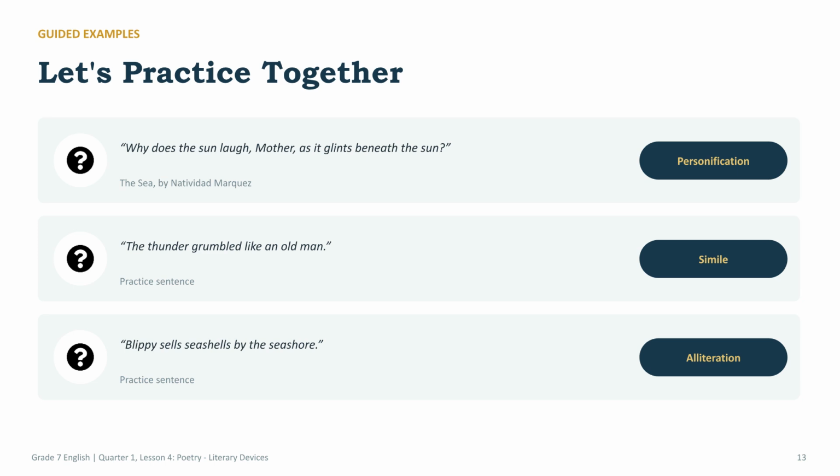Now let's practice together using 3 real lines. I'll read each line, and I want you to guess the literary device before I confirm it. Here's line 1, from the poem The Sea by Natividad Marquez. Why does the sun laugh, mother, as it glints beneath the sun?